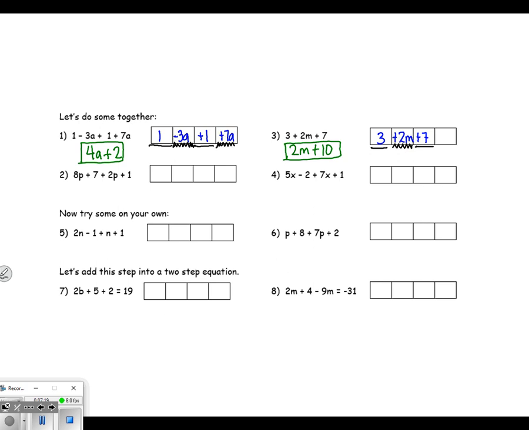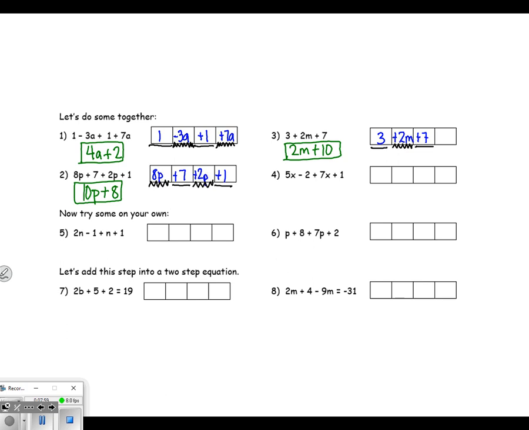Again, I'm going to write my terms in boxes. 8p plus 7 plus 2p plus 1. And that puts them in boxes now. I got to identify my terms. I got a variable, a constant, a variable, a constant. So it looks like I have 8p plus 2 more p's. That gives me 10 of them. And I got 7 plus 1. That's 8. 10p plus 8 is my simplified version.